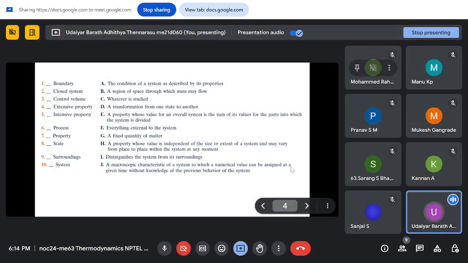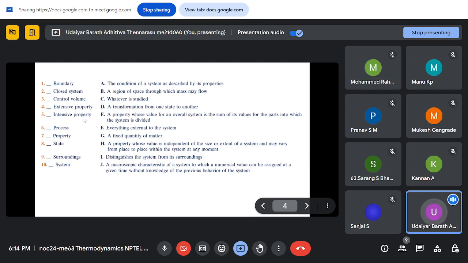So the next is extensive property, as we have already seen. Extensive property, a property whose value for an overall system is the sum of its value for the parts into which the system is divided. As I previously gave an example of water, you divide it into 50 and 50, you add it up, you get 100 kg again, the initial one. So that's what E means. So 4 is E.